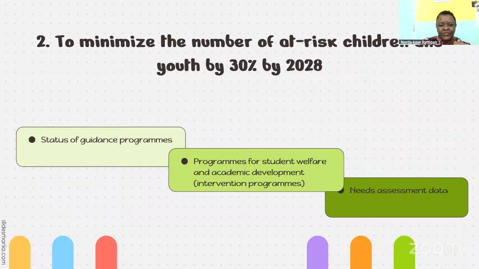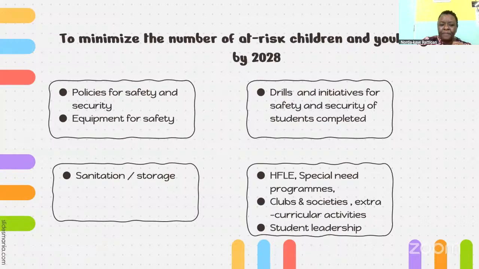You're looking at student welfare, academic intervention programs, because remember, we're looking at at-risk children. Safety and security will come up here. The equipment, storage, drills that you do in the school, all of that information will be plugged into the at-risk part. You're looking at this in your SIP.